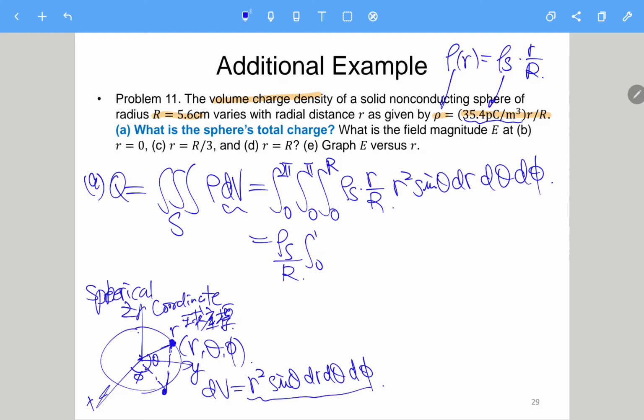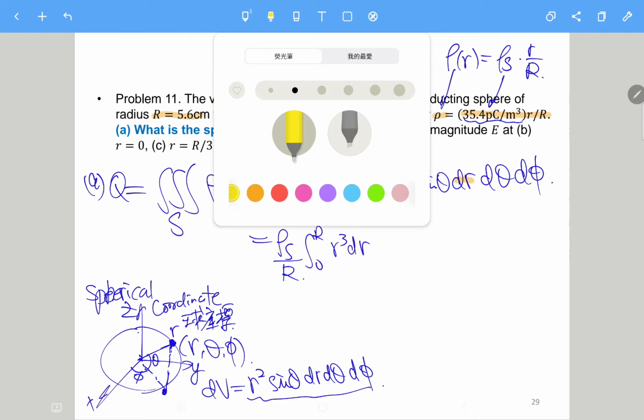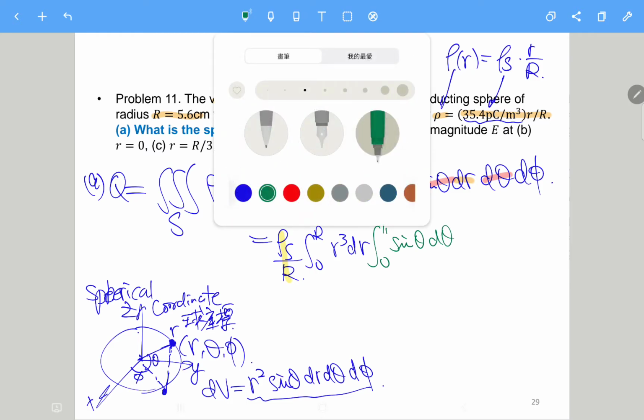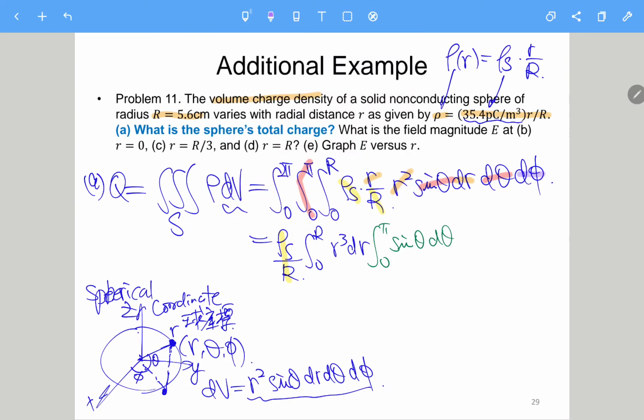So we have 0 to R, and then we have this R squared dr, so that we have R cubed dr, and then we have rho s over R. We have these two, and next we have sine theta d theta, from 0 to pi. What still remains is this d phi, and we don't have phi inside, so we only have 0 to 2 pi d phi.